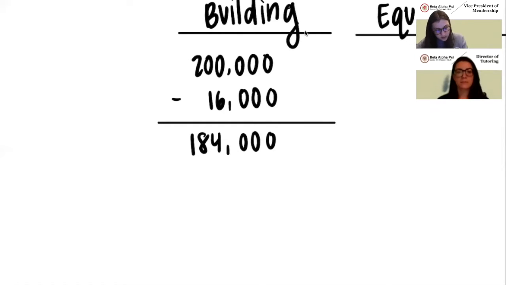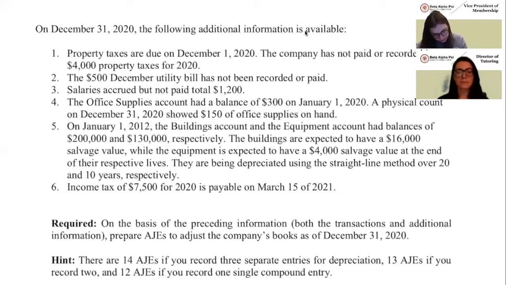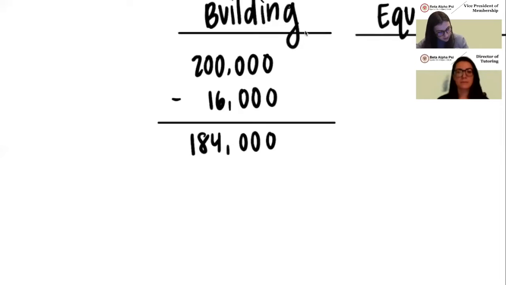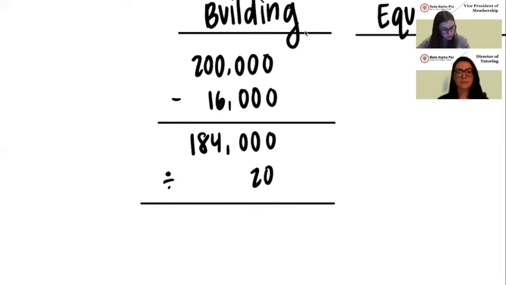And they say they're using the straight line method. So we can just divide this $184,000 by 20 to calculate how much we should be depreciating each year. And that amount is $9,200.